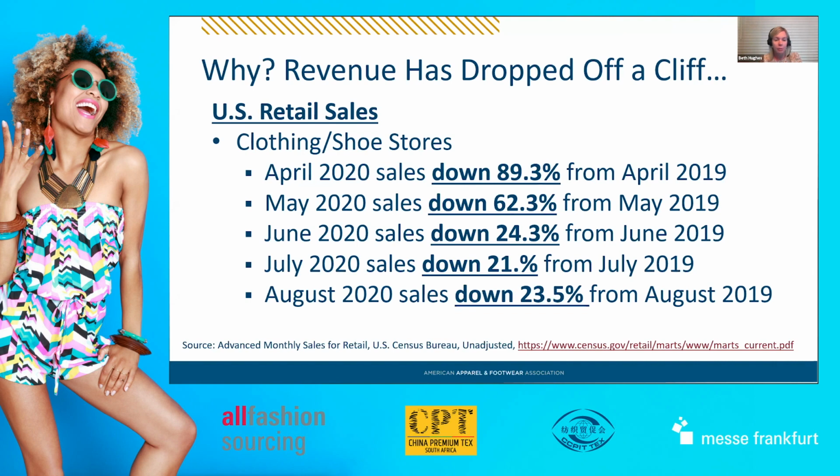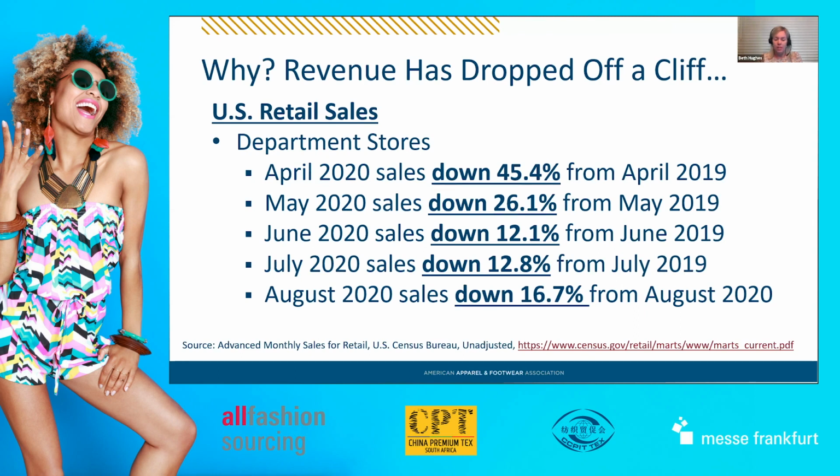So if we look back just at April, for example, sales in clothing stores and shoe stores were down 89.3% from the same time period last year. That's huge. But by August, we've seen that sales have improved a little bit. So we're only down about 24%. But if we think about that, that's still down considerable amount from the previous year. And all of this, of course, is due to the pandemic and the closures.